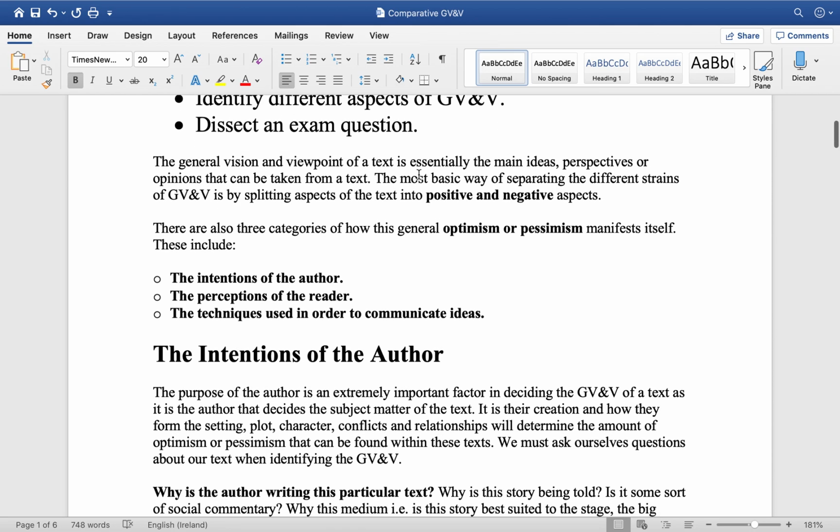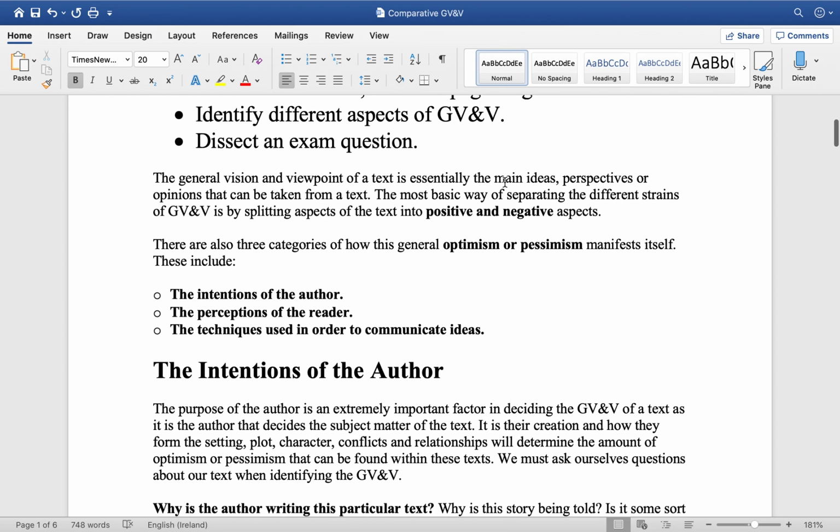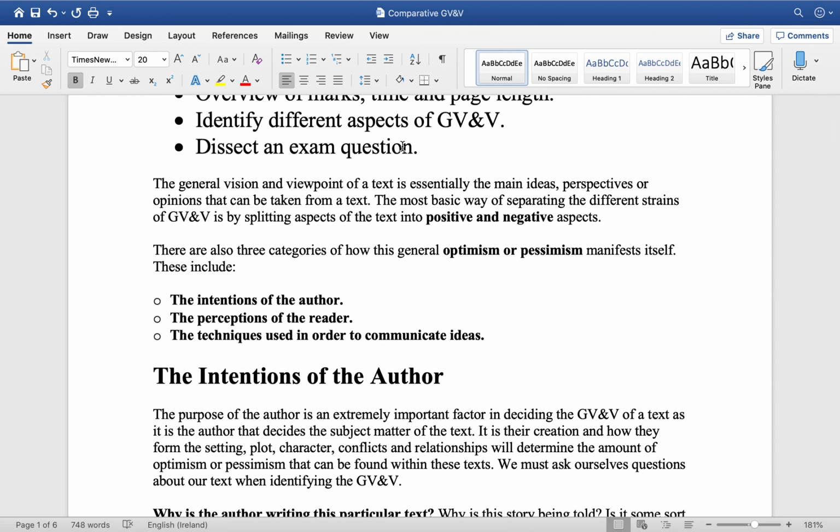Okay, so we've gone through most of that. I think we can tick off that first part. Now next is to identify different aspects of general vision and viewpoint. So as you can see here, general vision and viewpoint of a text is essentially the main ideas, the perspectives or opinions that can be taken from a text.